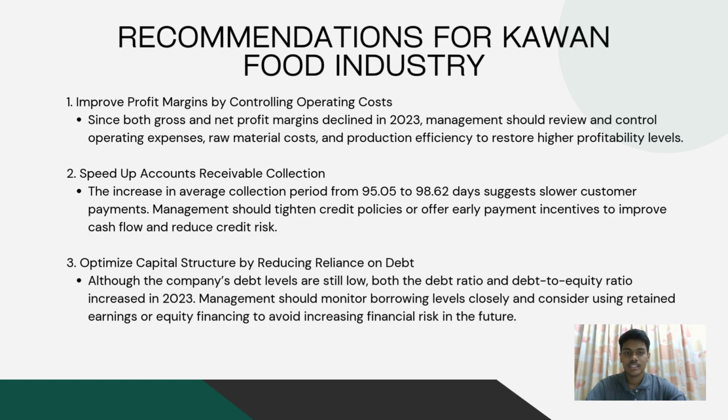The last one is optimize capital structure by reducing reliance on debt. Although the company's debt levels are still low, both the debt ratio and debt to equity ratio increased in 2023, which means the management should monitor borrowing levels closely and consider using the retained earnings or equity financing to avoid increasing financial risk in the future.